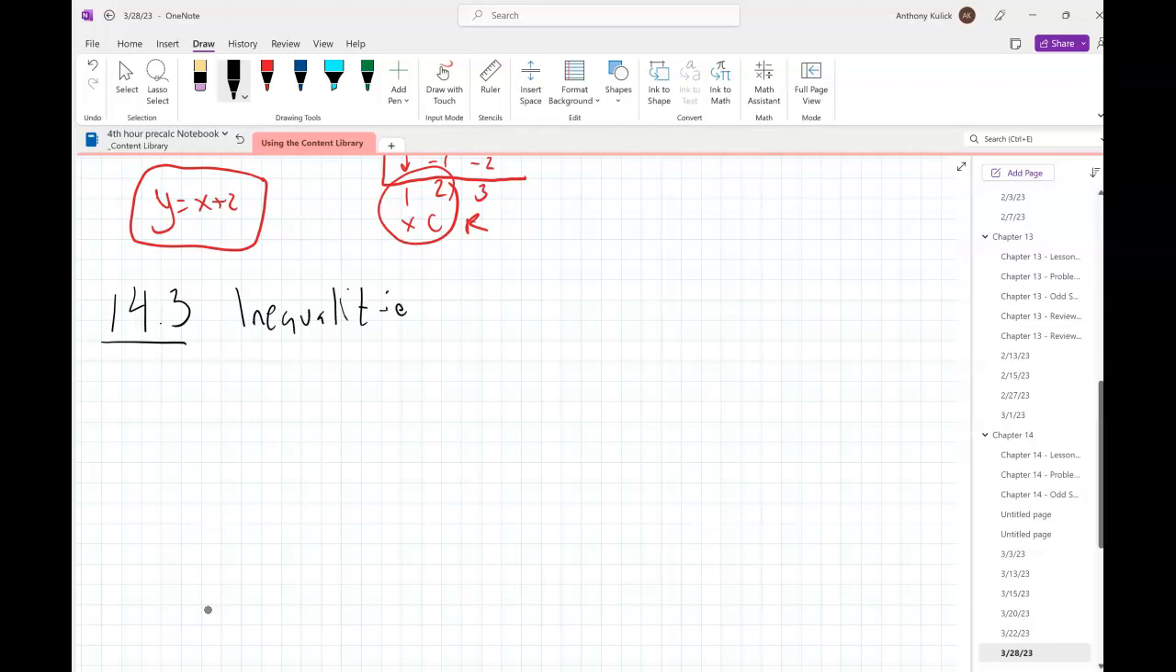So here we're talking about inequalities. I'm going to start with a couple of review problems, and we'll start way back in ancient history with something like this. So think back to your old Algebra 1 or pre-algebra days. How do we solve something like this?